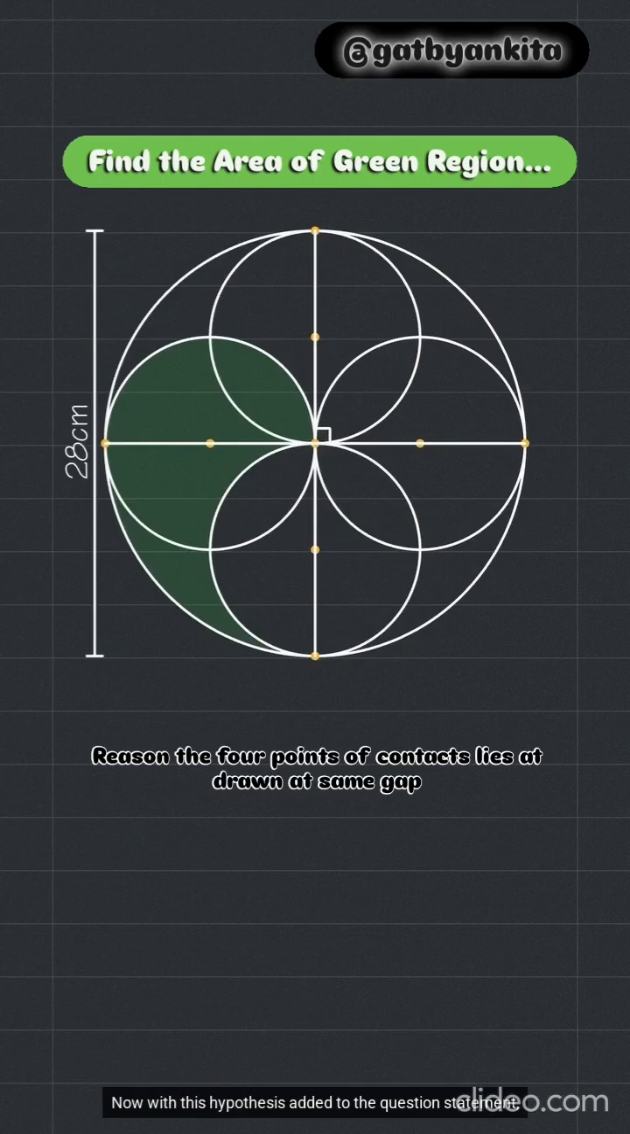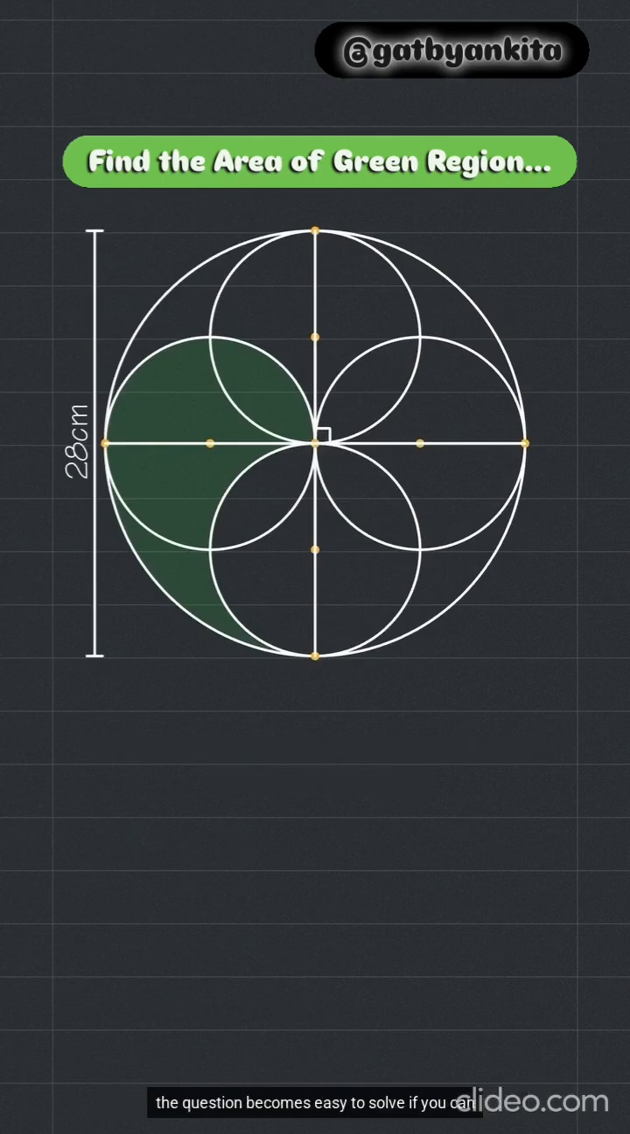Now with this hypothesis added to the question statement, the question becomes easy to solve if you can see that if we rotate this semicircle in the counterclockwise direction around the origin, we can conclude that our original green area is worth the same thing as 1/4 of the area of the larger circle.